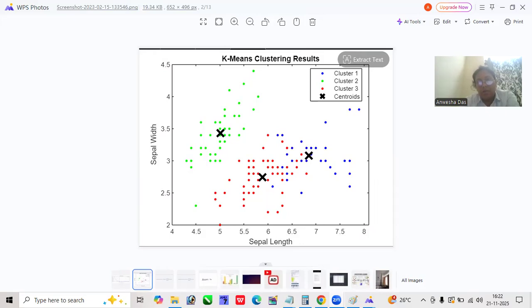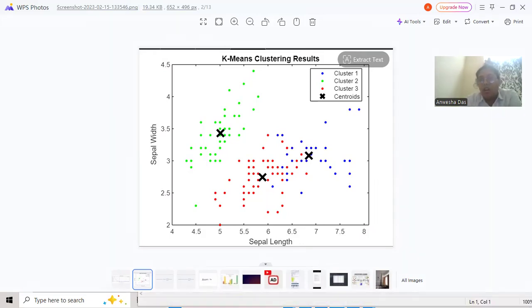Today we'll discuss an unsupervised machine learning technique, and in this unsupervised machine learning technique, we have K-means. So we will focus on that K-means. K-means is part of the unsupervised machine learning algorithms. So we all know about the unsupervised machine learning algorithm.